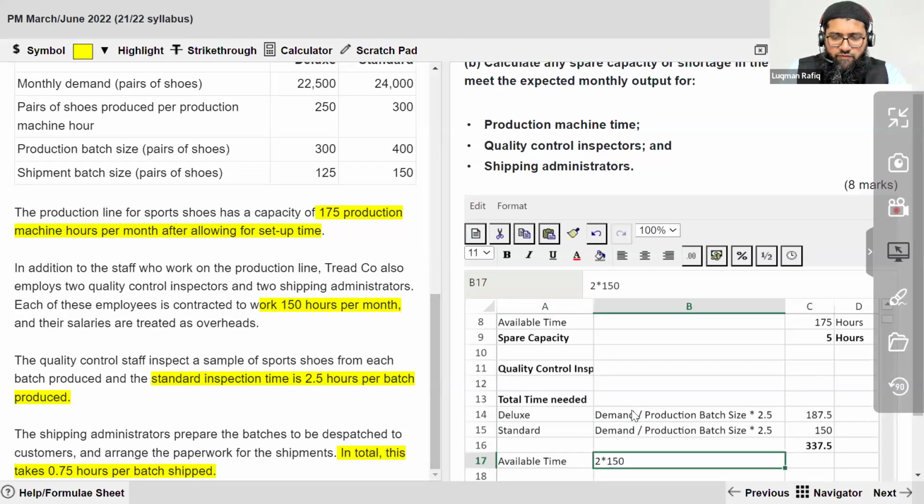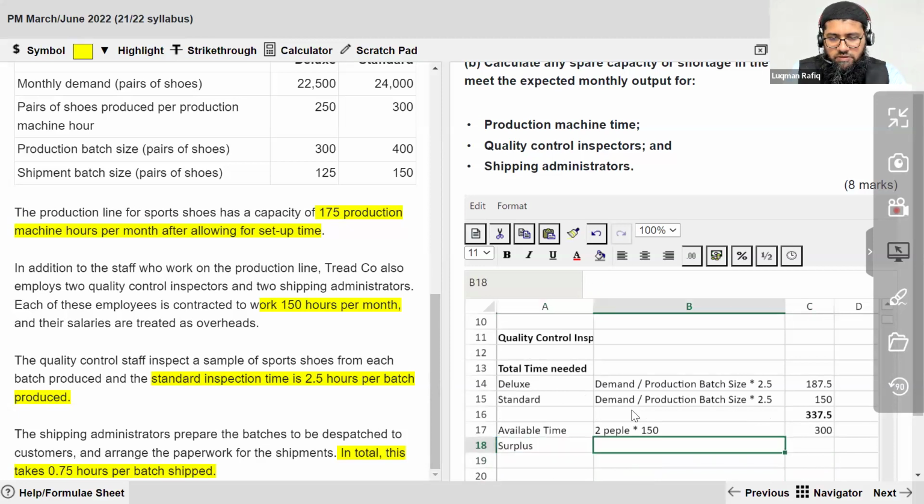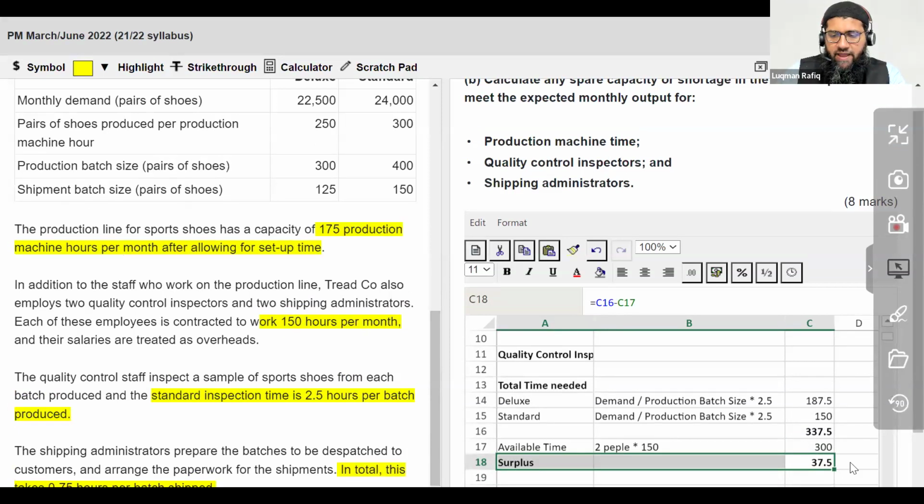Available time is 2 people, each is budgeted to work 150. 2 people multiplied by 150. So surplus is going to be 37.5 hours. Surplus is going to be 37.5 hours.